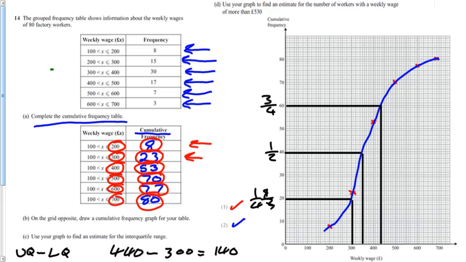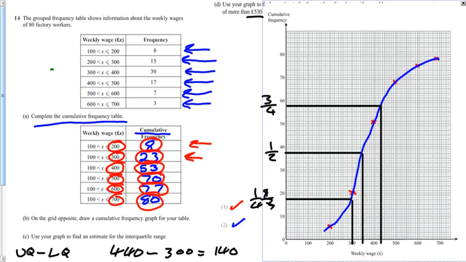Okay, the final question, question D, is usually we have to find an estimate for the number of workers with a weekly wage of more than 530. So what we need to do here is we need to find 530 along the bottom. So 530 is about here. Okay, here we go. So 530 is roughly here.